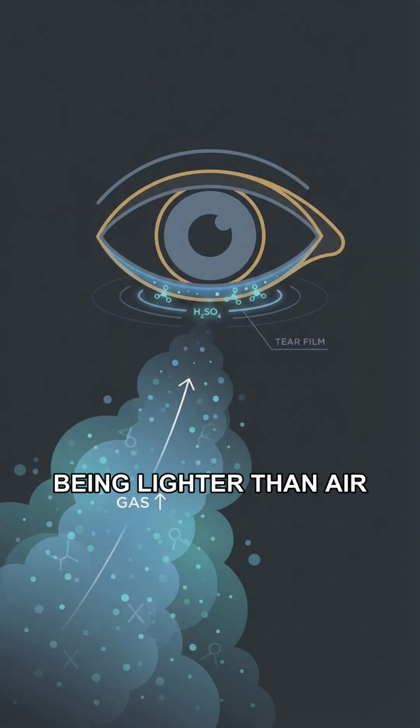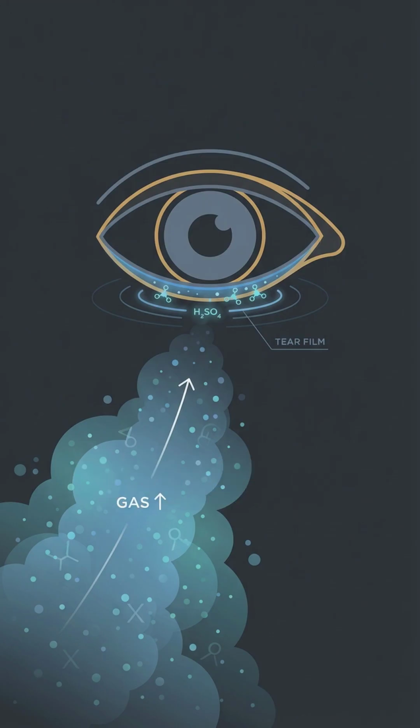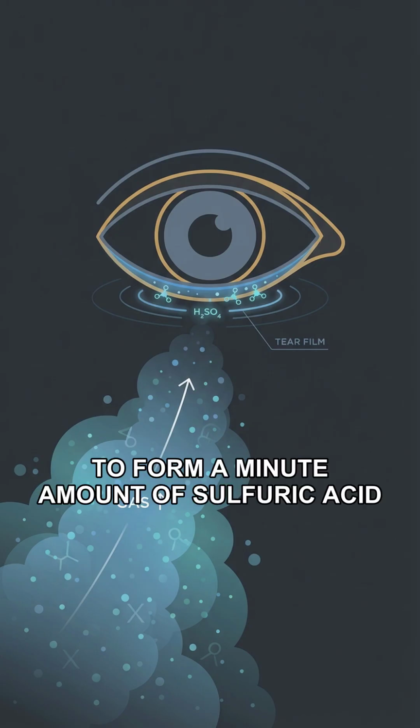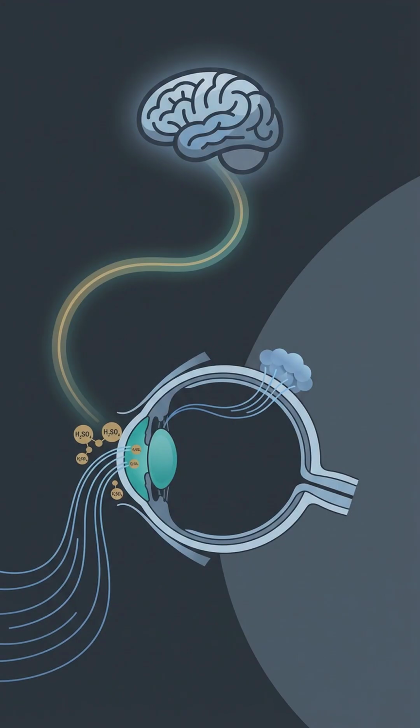Being lighter than air, this chemical agent travels upward. When the gas reaches your eyes, it dissolves in the surface moisture, the tear film, to form a minute amount of sulfuric acid. This acid irritates the nerve endings of the cornea.